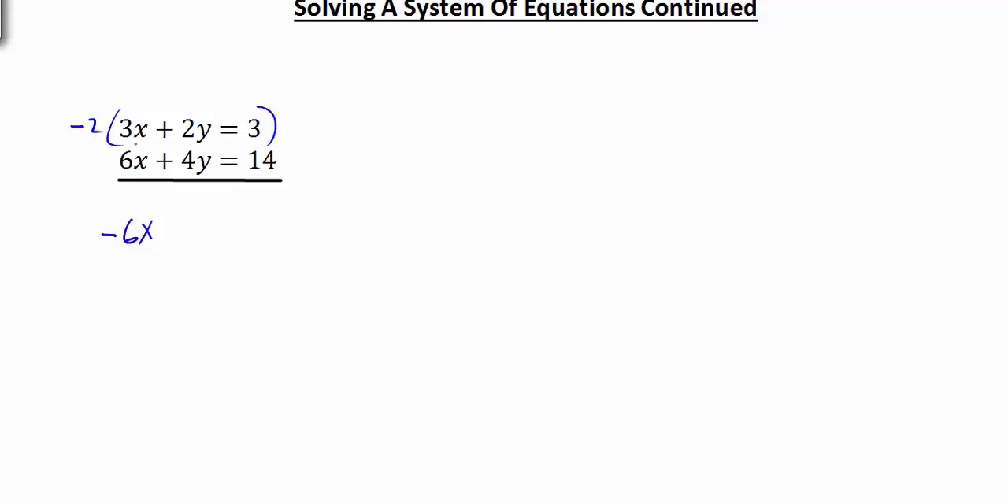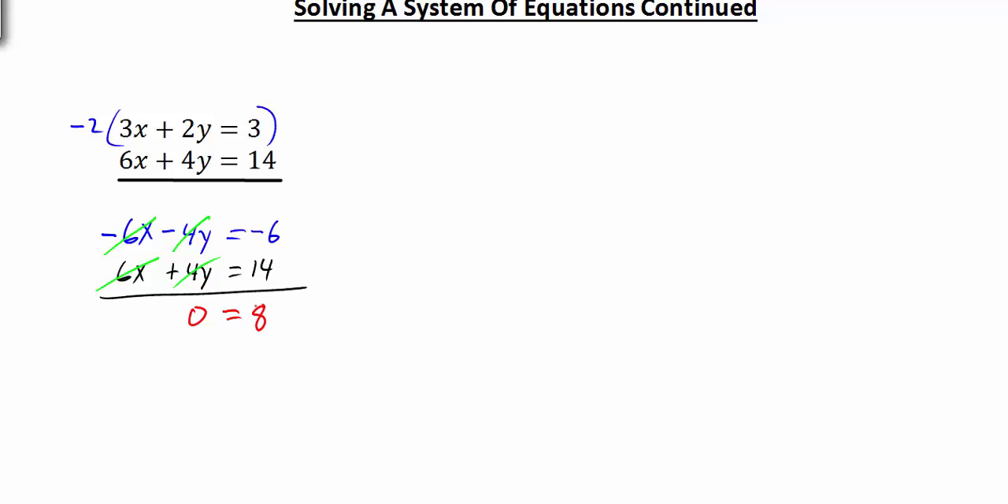So here we're going to get negative 2 and 3 is negative 6x, negative 2 and 2y would be a negative 4y, and then of course negative 2 and 3 would be a negative 6. And we'll bring down the other equation, which is 6x plus 4y equals 14. So now when we add together, the 6x and the negative 6x are going to cancel out. And you'll notice here also we have a negative 4y and a positive 4y. The variable y is also going to cancel, so we're left with 0 equals a negative 6 plus 14, which is equal to 8.